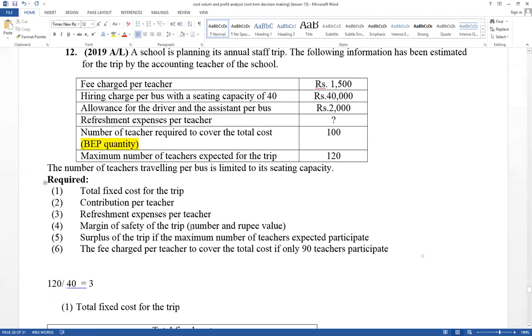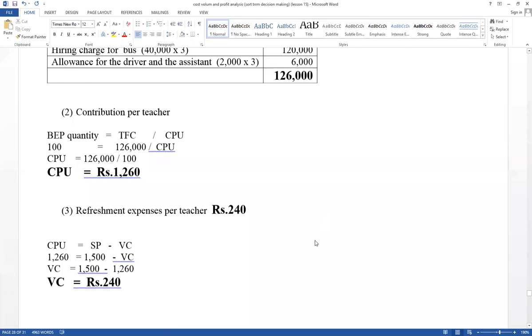Think about the same requirement. They ask for break-even point quantity, contribution per unit, margin of safety quantity, profit calculation, how many teachers should participate to generate the expected profit, and the minimum selling price. Same requirement. Before you start the question, you have to recognize variable cost per unit, total fixed cost, as well as selling price per unit. This is the 2020 paper.